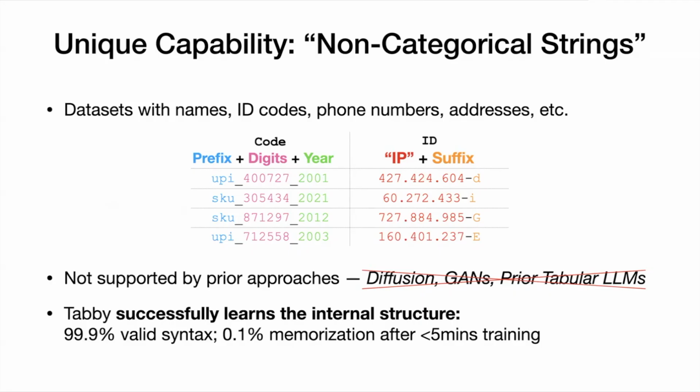Meanwhile, we find that after less than 5 minutes of training, Tabby is capable of successfully learning the internal structure of our synthetic data set that is displayed here. And in its resulting samples, 99.9% of the rows display valid syntax, matching the rules of our original data set, and only 0.1% of the rows that were produced had a value that was contained in the training data set, indicating memorization. So that is a very low rate, indicating that Tabby was, after this very short period of time, able to learn the actual structure of these data features rather than simply memorizing them.